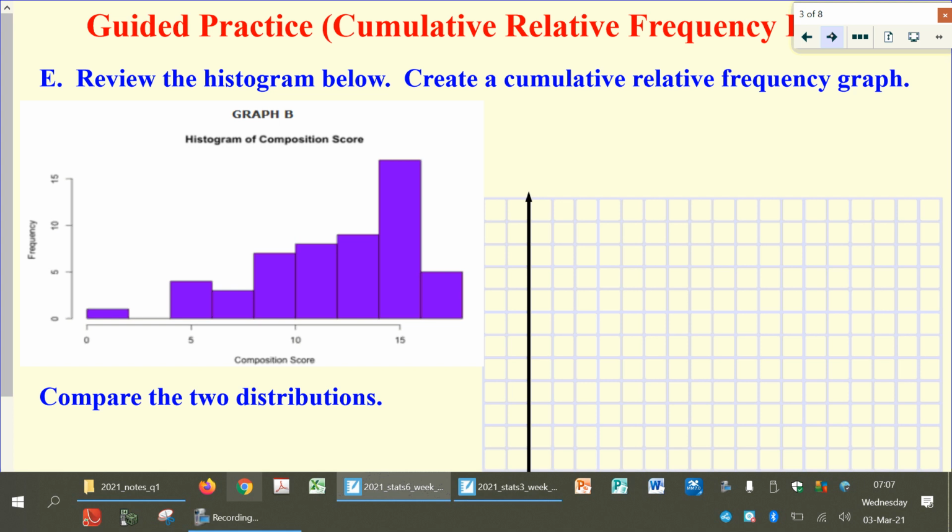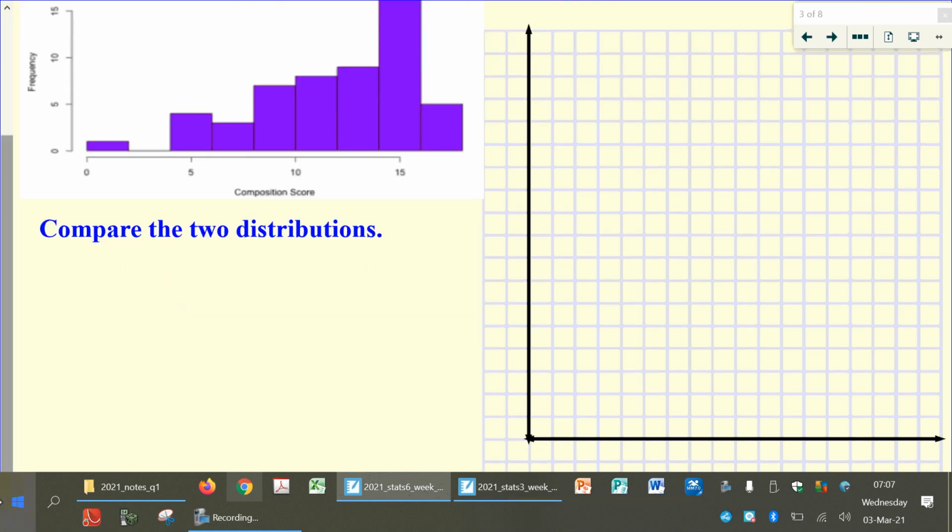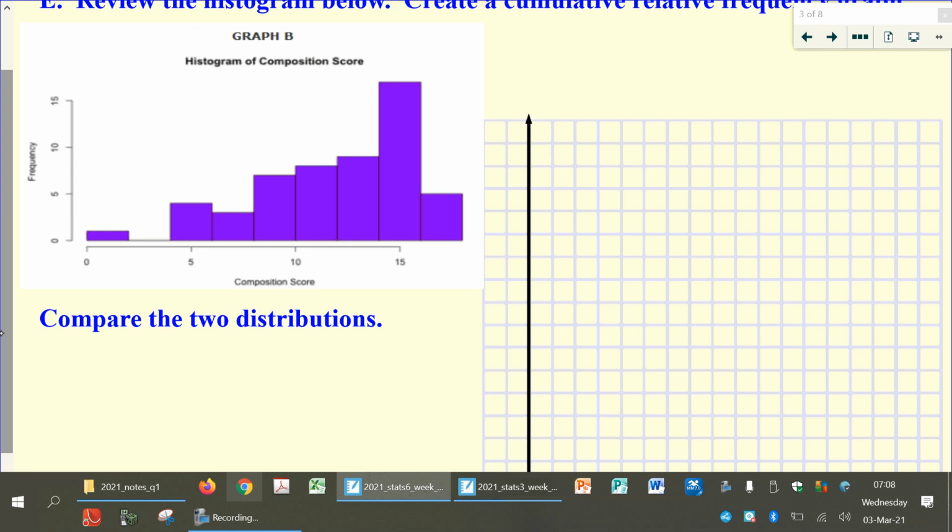So here we're given a histogram of composition scores. Not sure of the details of it. We're going to have to create that plot first. So it looks like our intervals, we've got 1, 2, 3, 4, 5 intervals to get to 10. So our intervals are of 2.